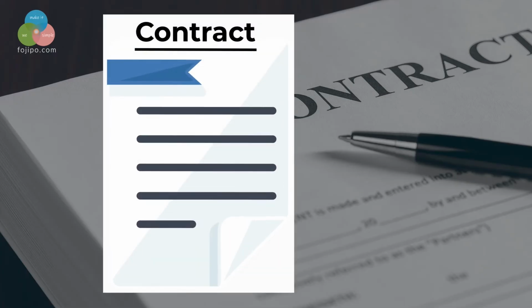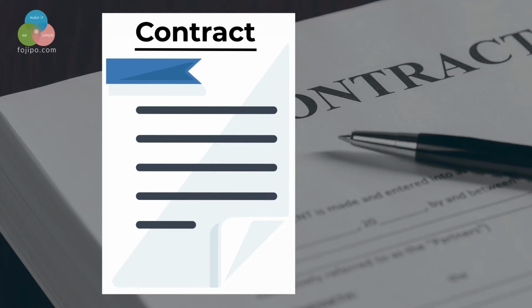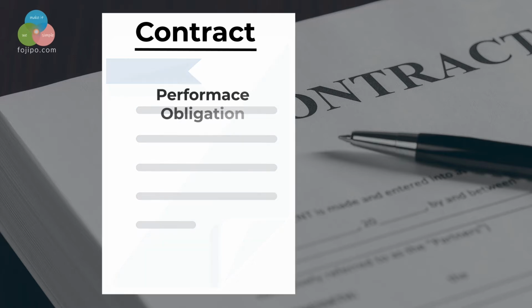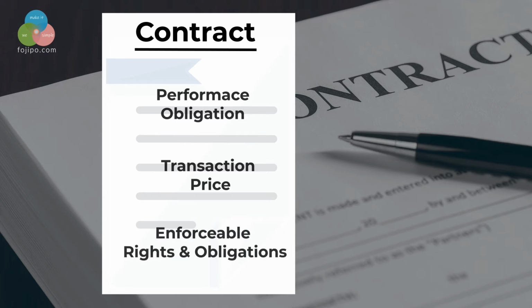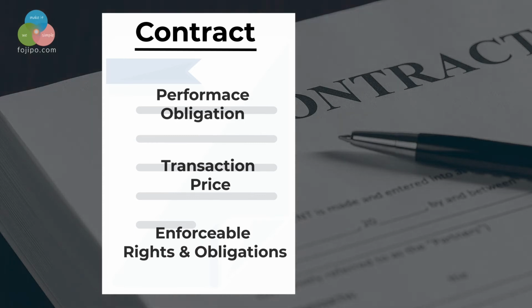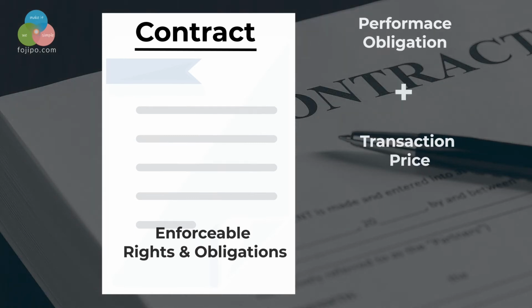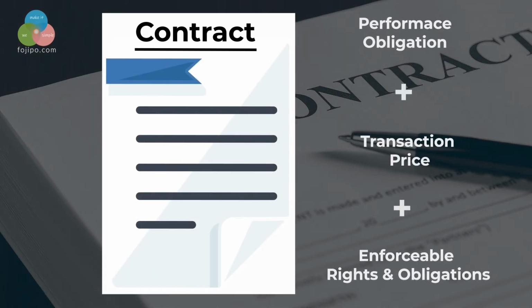In a contract, the vendor agrees to deliver goods and services to the customer, and this is called a performance obligation. And the customer agrees to pay consideration to the vendor for the performance of the performance obligations, and this is called the transaction price. And by virtue of the contract, enforceable rights and obligations for each party are created. In a nutshell, contract equals performance obligation plus transaction price plus enforceable rights and obligations.